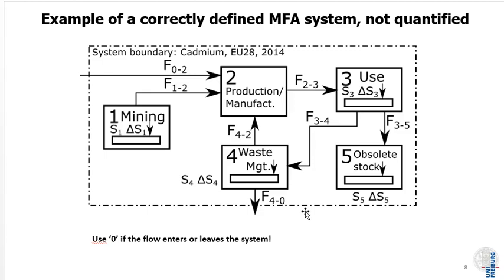Here you see an example of a correctly defined MEFA system which is not quantified yet. You have the different processes with numbers, you have the flows with numbers going from one process to the other process, we have stocks and stock changes which have symbols, and you have the system boundary with a certain material you want to study, in this case it's cadmium, you have a geographical scope, and you have a year, a time period for which the system is quantified.